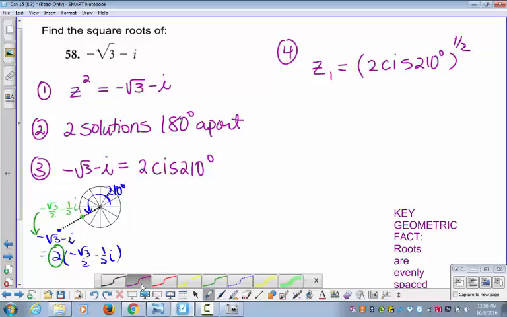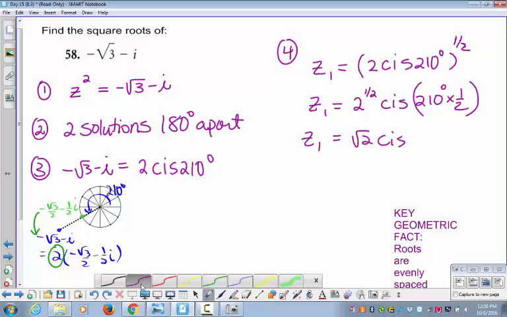And here's where we apply De Moivre's theorem. De Moivre's theorem says, okay, distribute that to the coefficient and distribute that to the angle. And by distributing to the angle, we mean multiplication. By distributing to the coefficient out in front, we mean exponent. So we end up with Z1 is root 2 CIS. What's 210 divided by 2? 105, I guess? 105. So there's our first answer.